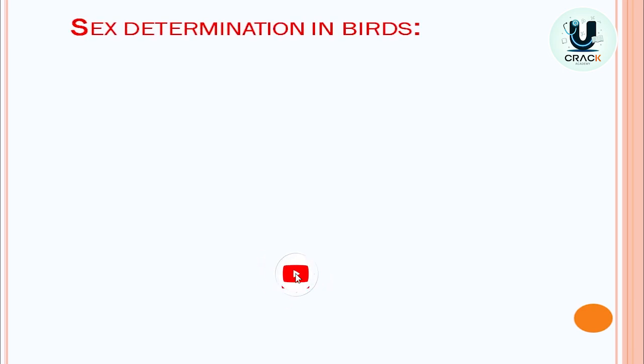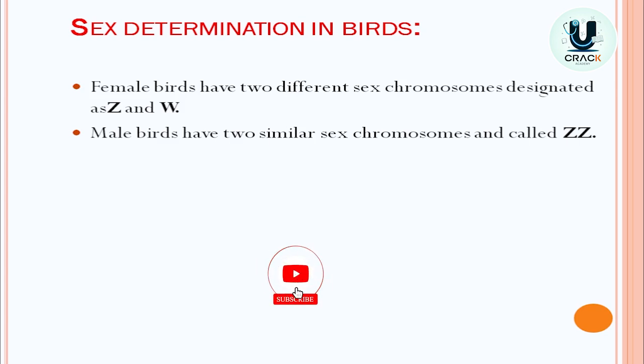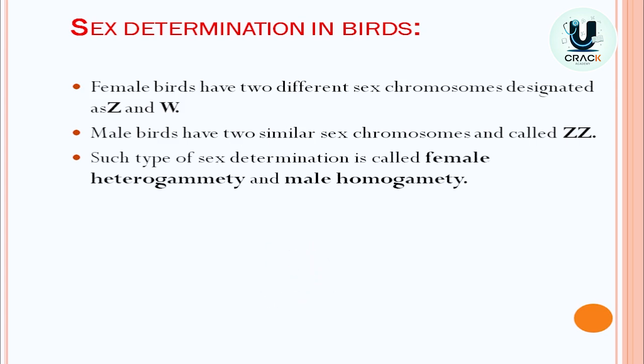Sex determination in birds. Female birds have two different sex chromosomes, Z and W. Male birds have similar sex chromosomes, called ZZ. So sex determination here is female heterogamy and male homogamy.